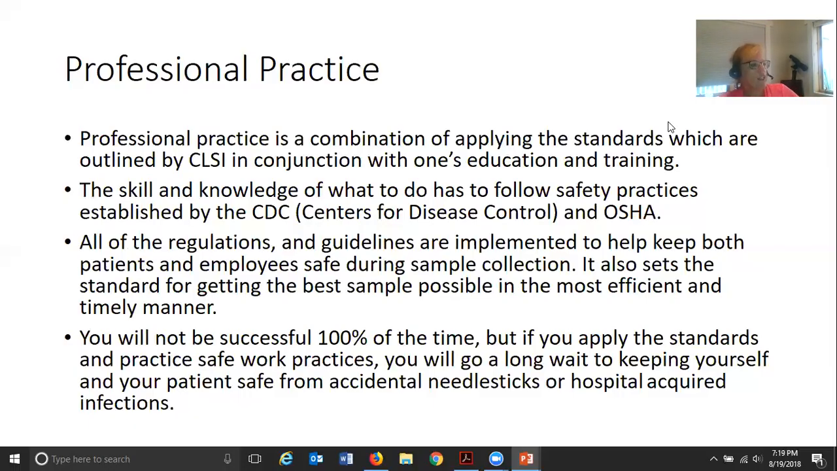So to summarize, we talked about safety precautions and infection control related to blood collection. We talked about the difference between engineering controls, work practice controls, and personal protective equipment. We talked about healthcare-acquired infections. There were a lot of definitions there. We talked about the chain of infection, and we talked about methods used to break the chain of infection.